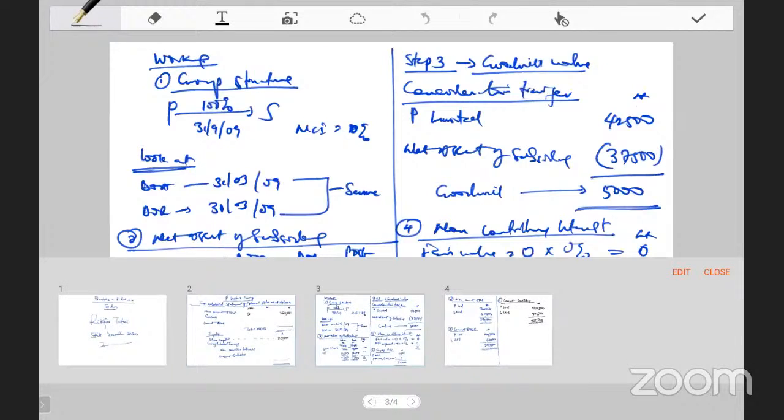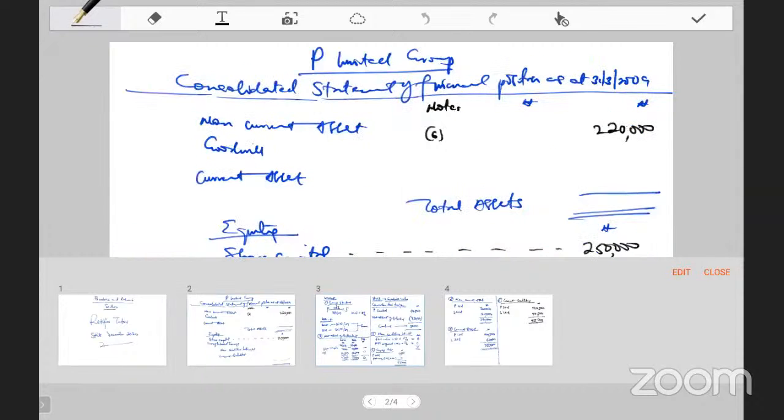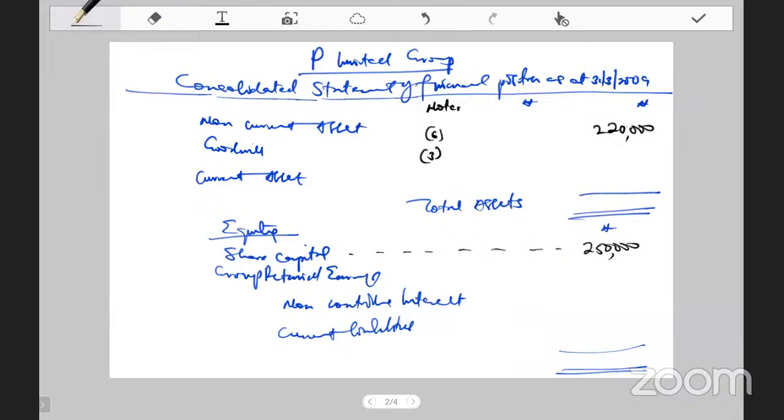Goodwill. I've calculated my goodwill. How much is my goodwill? 5,000. That is working 3. So we now come here, working 3, 5,000.